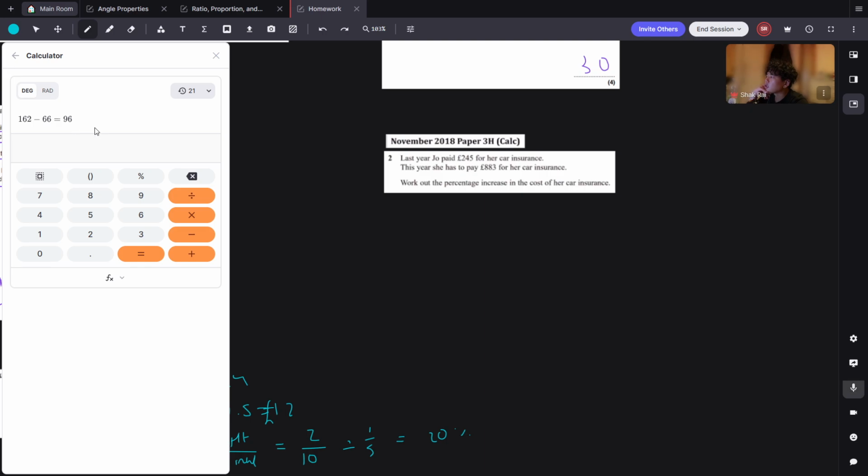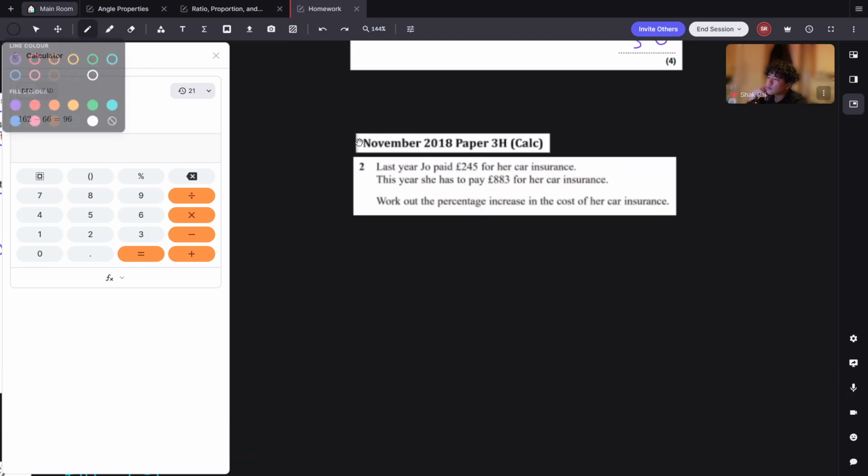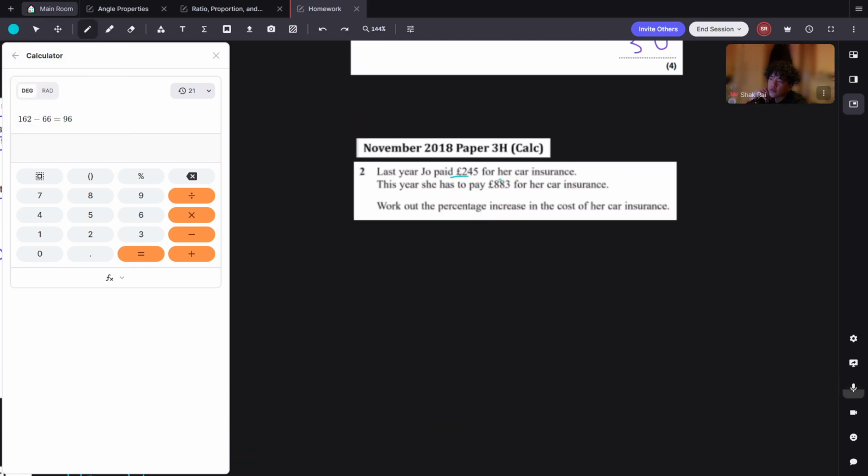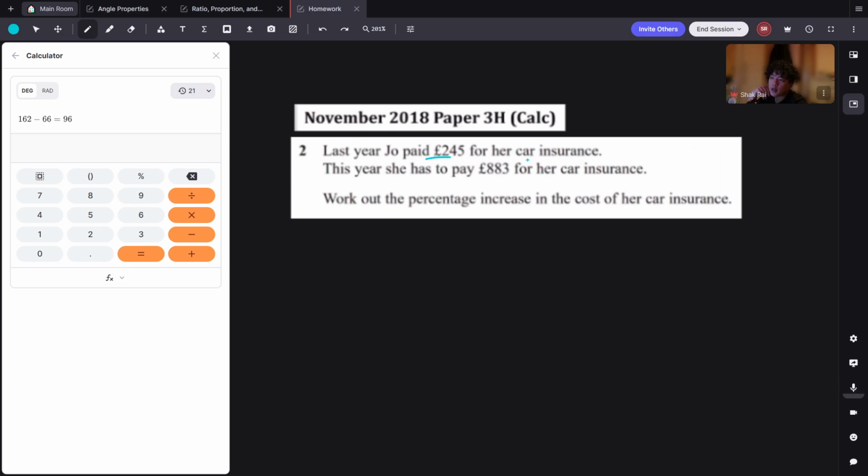So the last question here. Last year, Joe paid £245 for her car insurance. This year, she has to pay £883 for her car insurance. Work out the percentage increase in the cost of her car insurance.